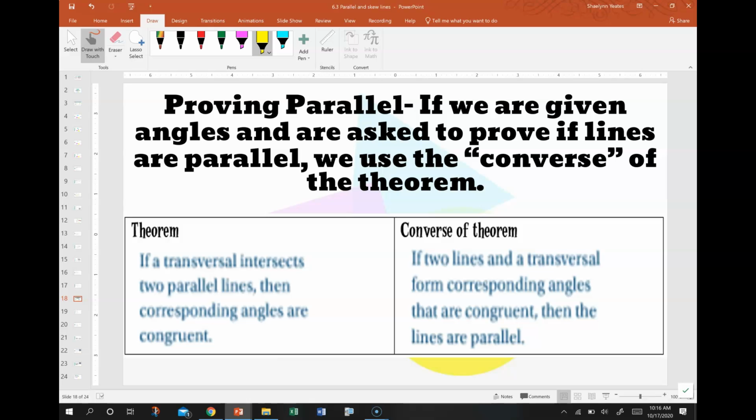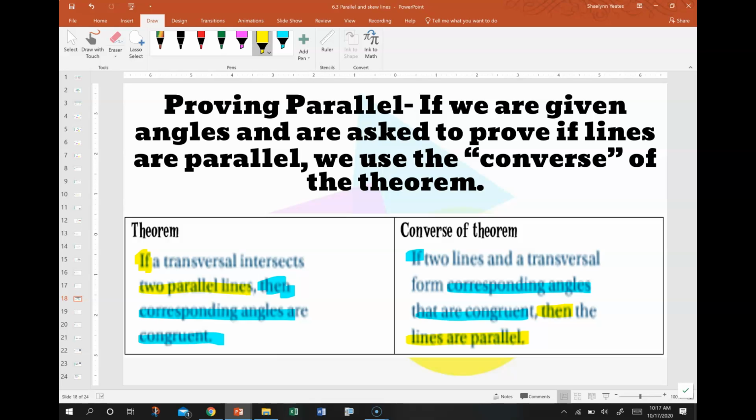So notice that this was if something's cut, then, so if parallel lines are cut, then corresponding angles are congruent. Now it's if corresponding angles are congruent, then the lines are parallel.